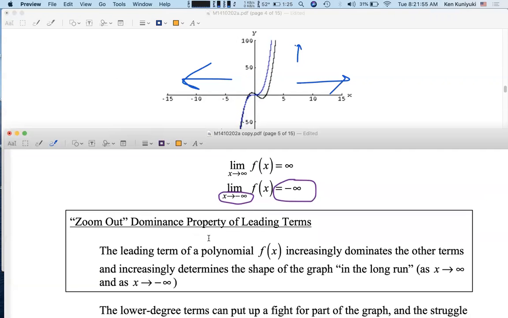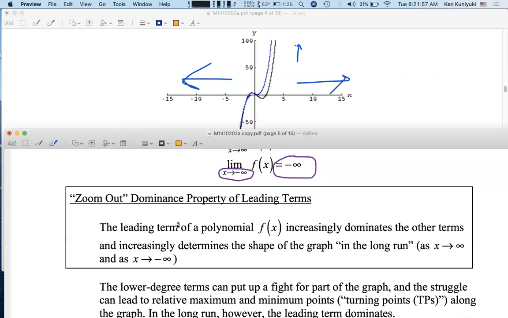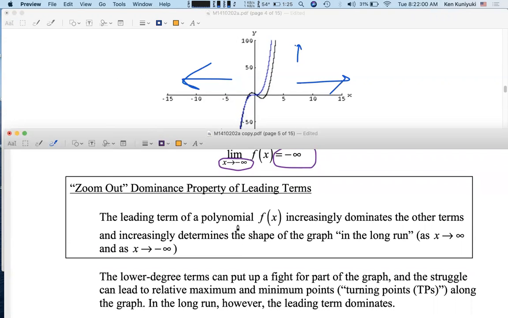The zoom out dominance property, that's my term. The leading term of a polynomial f of x increasingly dominates the other terms and increasingly determines the shape of the graph in the long run, as x approaches infinity or as x approaches negative infinity.